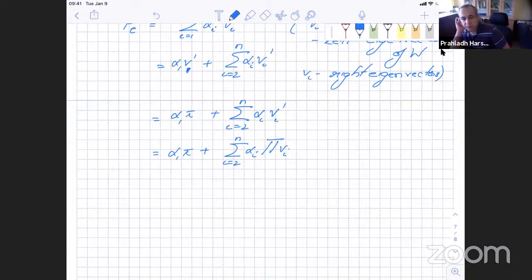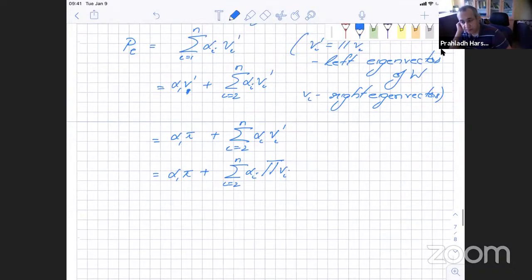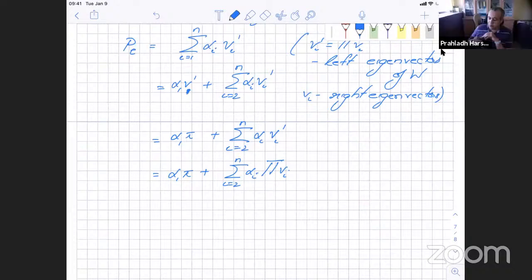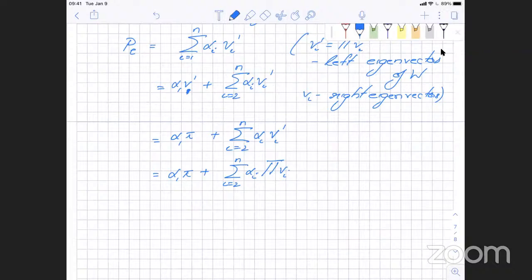So what is alpha_1? It's 1. Why? Because pi p is equal to, I mean, it is the eigenvalue corresponding to the stationary distribution, right? The vector corresponding to small pi.